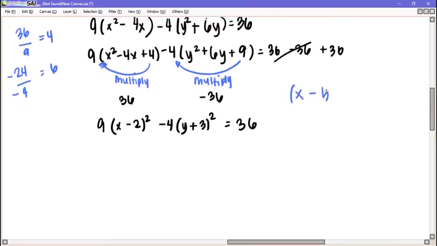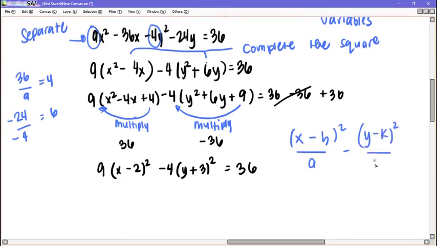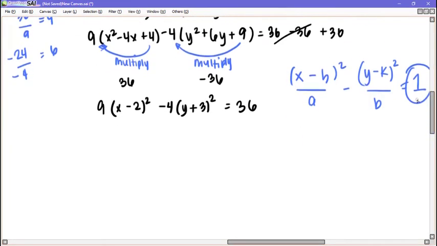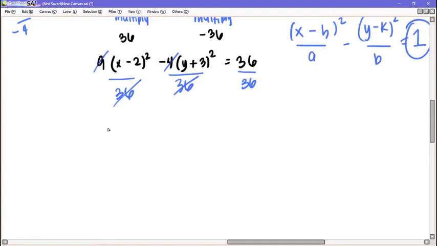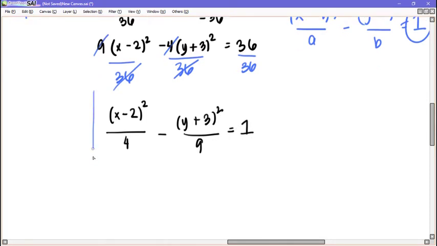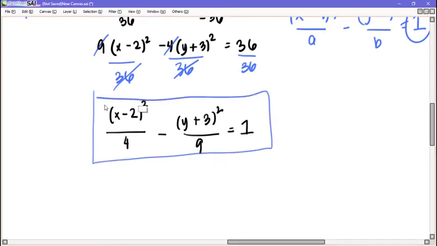Divide both sides by 36 to make the equation equal to 1. You just need to cancel out the terms to simplify the equation. And you'll get the standard form of the hyperbola.